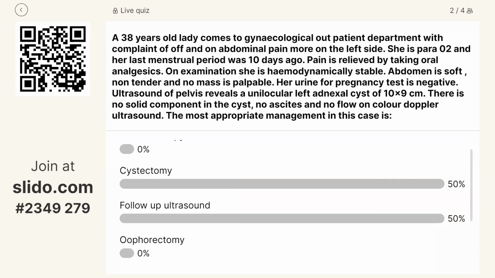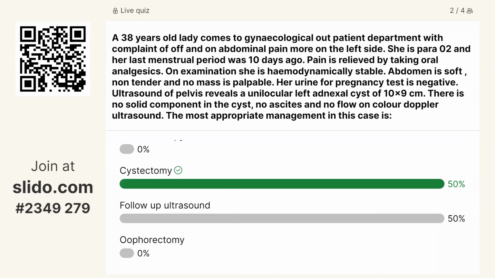I think you answered follow-up ultrasound. I chose the follow-up ultrasound. Yes, but the cyst size is 10 by 9 centimeters. So the correct answer was cystectomy, because the cyst size is more than 70 millimeters, or 7 centimeters. We will offer surgical removal.